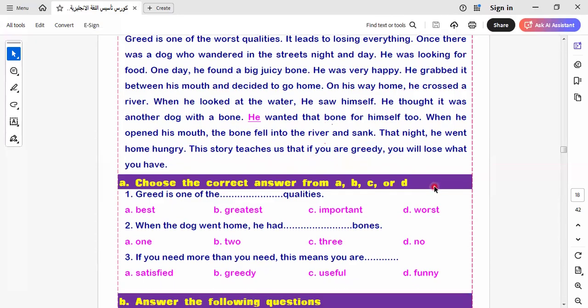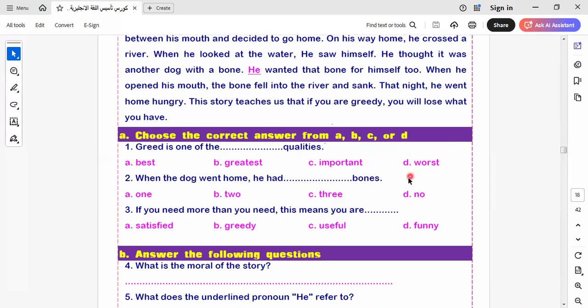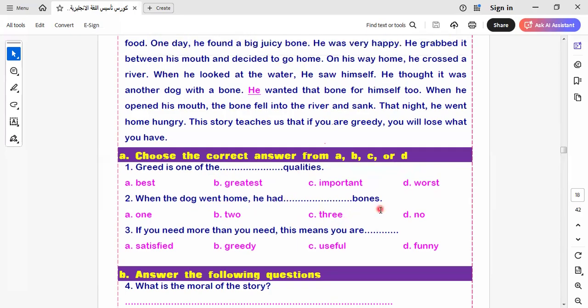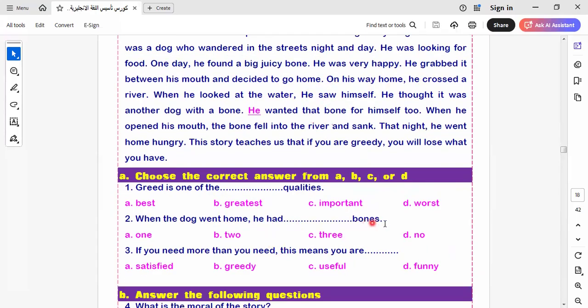So we learn from this story that if you are greedy, you can't get anything. You can lose everything. This is the value from this text. Greed is one of the worst qualities. Words are clever people. When the dog went home, he had no bones.